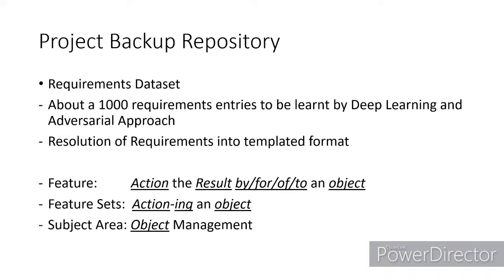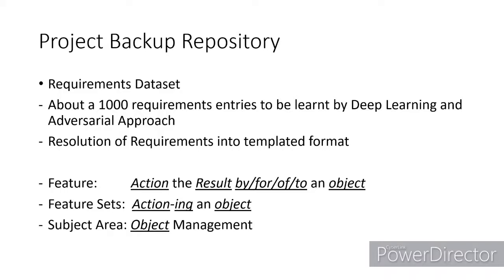A project backup repository requires a requirements dataset containing about 1,000 requirement definitions that will give the adversarial learner the ability to resolve requirements into features or feature sets and subject area. So the entire pool of requirements, or the cluster of requirements, is parsed or learned by the deep learning algorithm using an adversarial approach in order to resolve the requirements and also estimate the requirements from their story points.